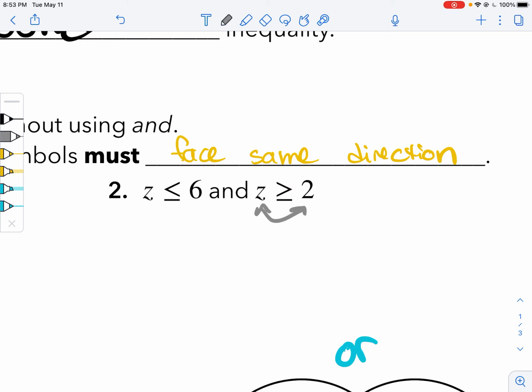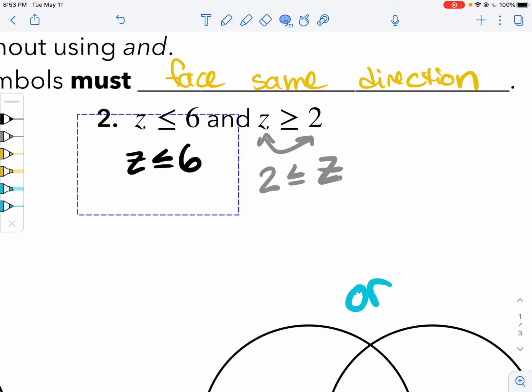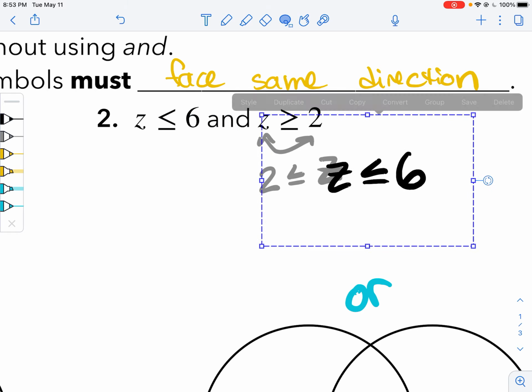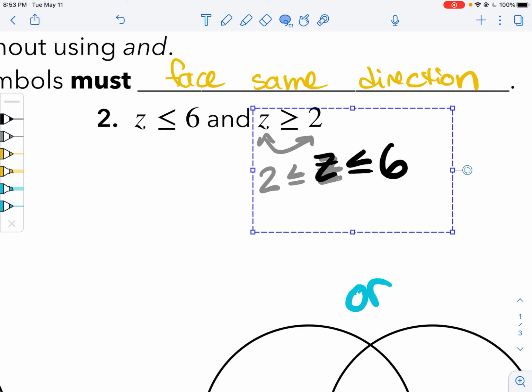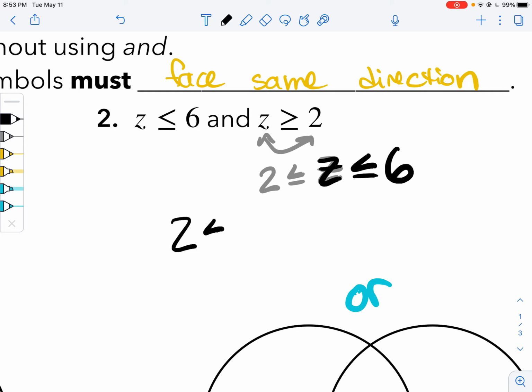And when you switch them around, you also need to flip that inequality symbol. So we can rewrite this as 2 is less than or equal to z, like that. And now we can join them together. How we do that is we take their overlap. So we've got z is less than or equal to 6, and 2 is less than or equal to z. See how they have that z in common? Our new inequality then is 2 is less than or equal to z is less than or equal to 6.